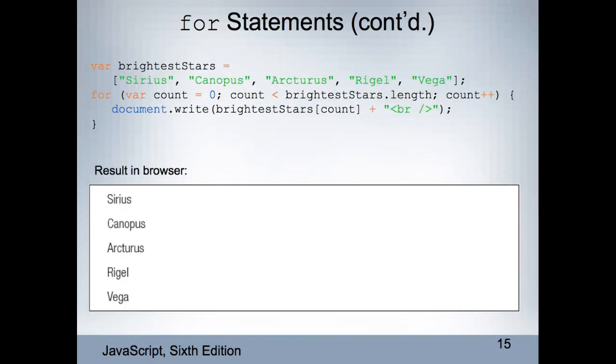In this example code, the array brightest stars is declared and initialized to have the string elements Sirius, Canopus, Arcturus, Rigel, and Vega. The for loop in line 3 declares and initializes a variable named count to 0, and sets the condition that count is less than the length of the brightest stars array, which is 5, and specifies that the count variable will be incremented by 1 each iteration.